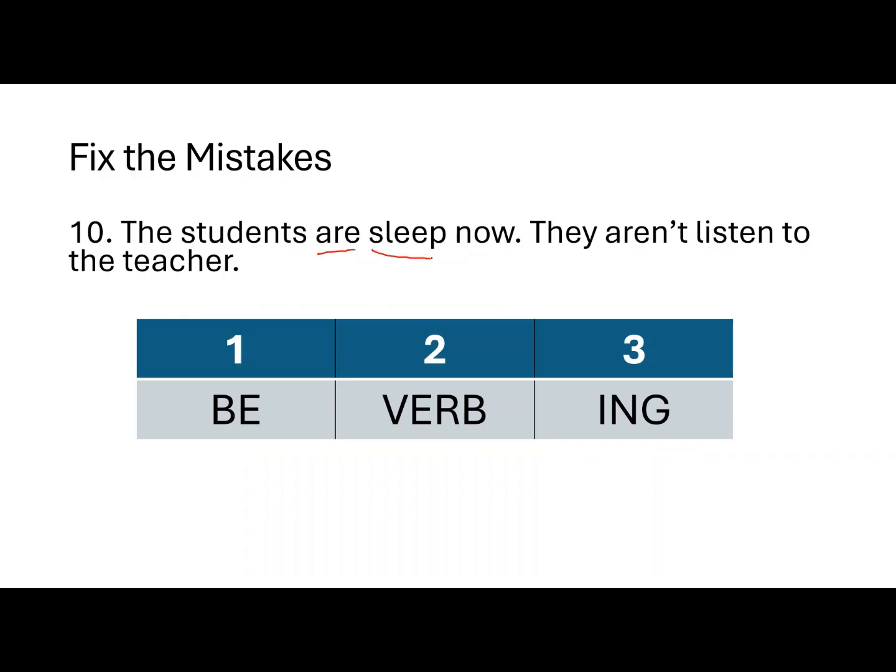So the first sentence, they are asleep. I have are, that's the verb be. I have sleep, that's my verb. But what I don't have is this 3, this ing. So I need to add ing to sleep and make it sleeping. So the students are sleeping.